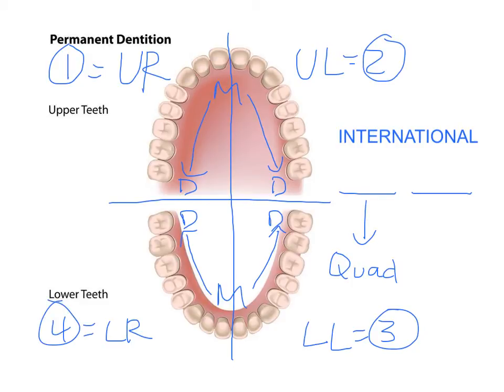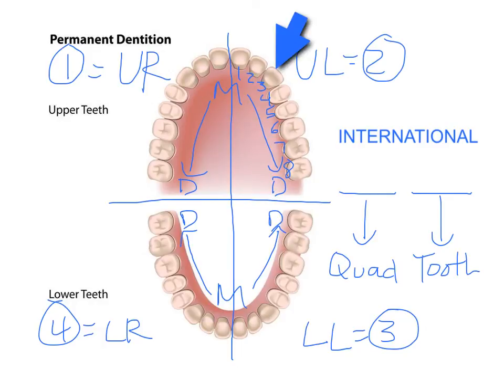The second digit corresponds to the tooth within each quadrant. In this case, the most mesial tooth, or the central incisor, is given the designation of 1, while the most distal tooth, or the third molar, is given the designation of tooth 8, with the lateral incisor 2, the canine 3, the first premolar 4, second premolar 5, first molar 6, and second molar 7.